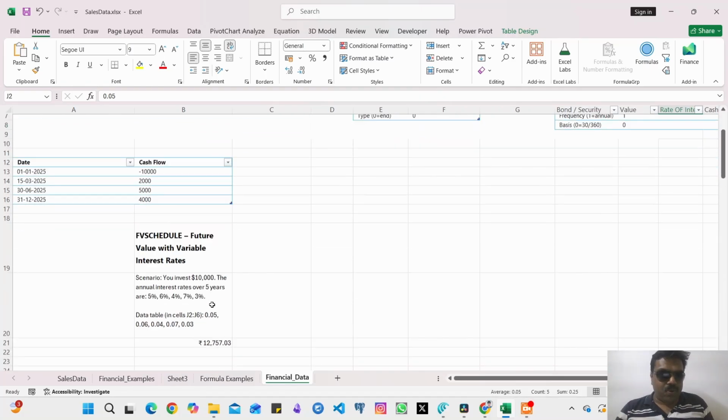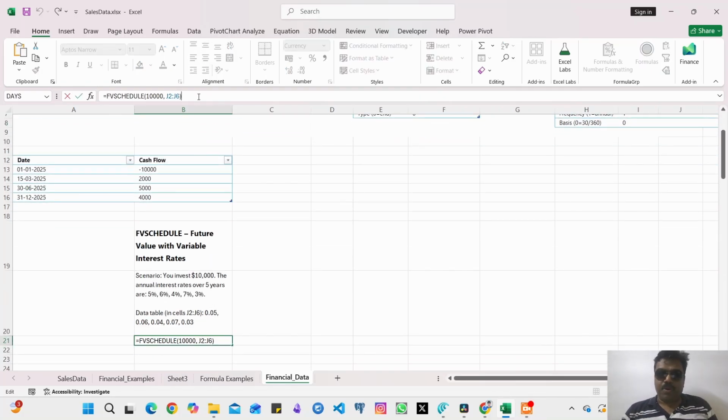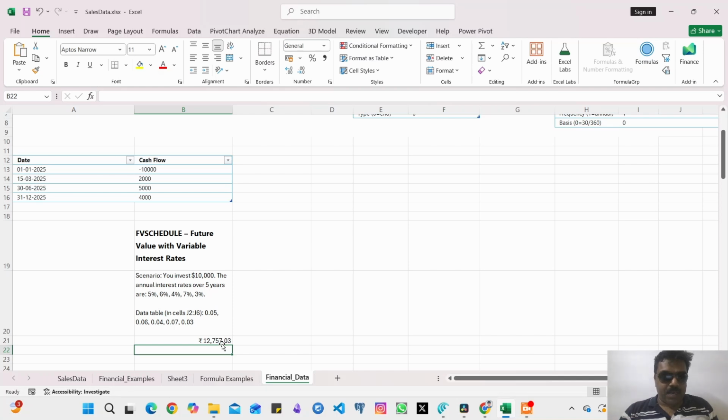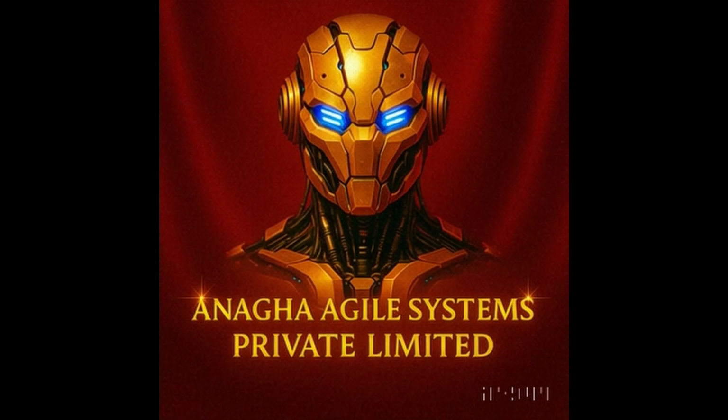Okay. So if we see, the amount computed is $12,757.03.